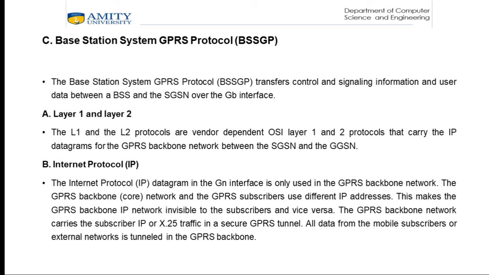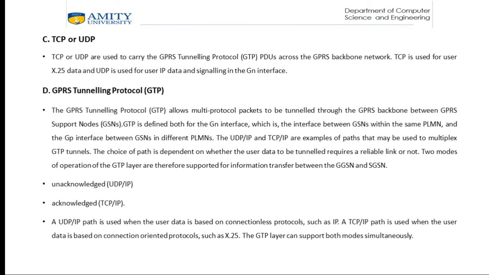Next, the TCP and the UDP. The TCP or UDP are used to carry the GPRS Tunneling Protocol, or GTP, PDUs across the GPRS backbone network. TCP is used for X.25 data, and UDP is used for user IP data and signaling in the Gn interface.